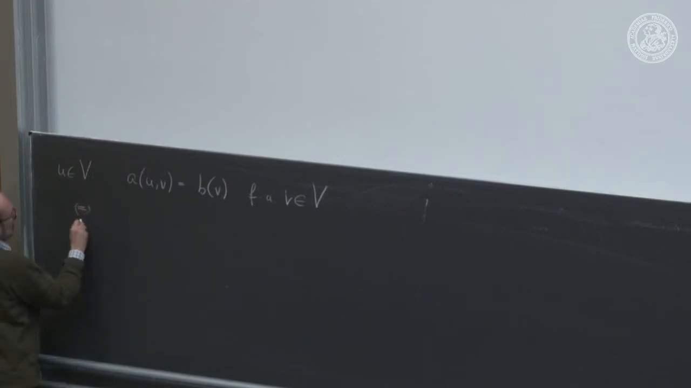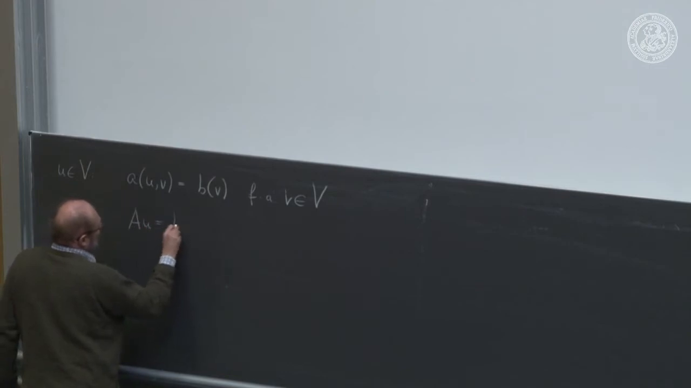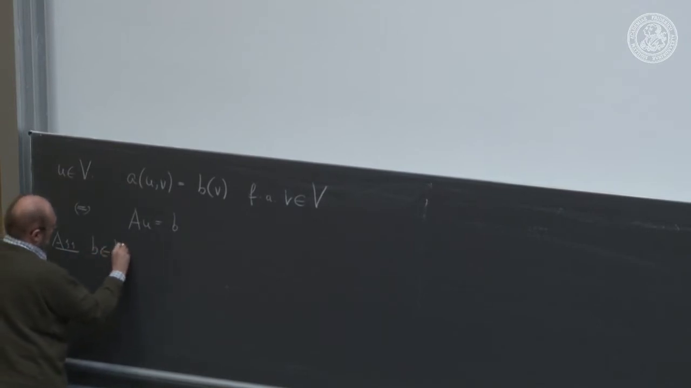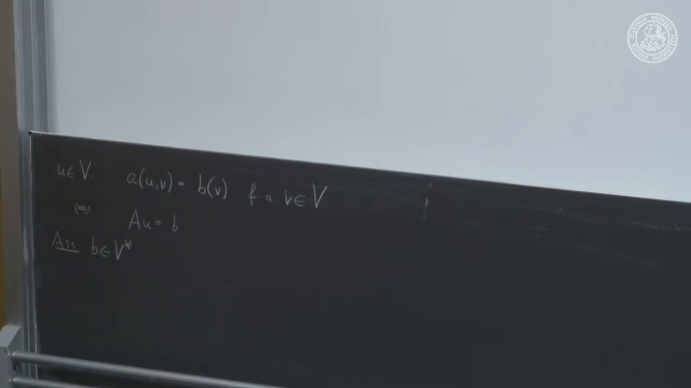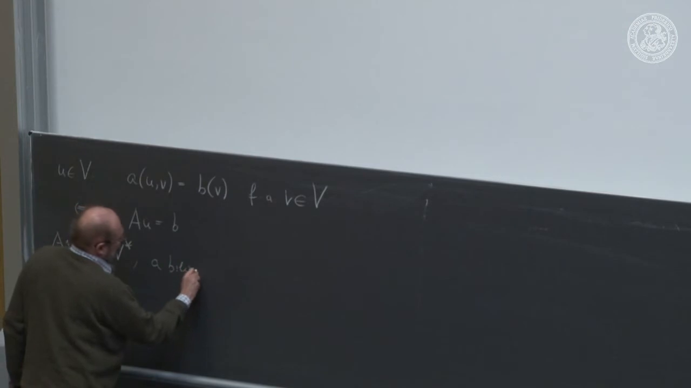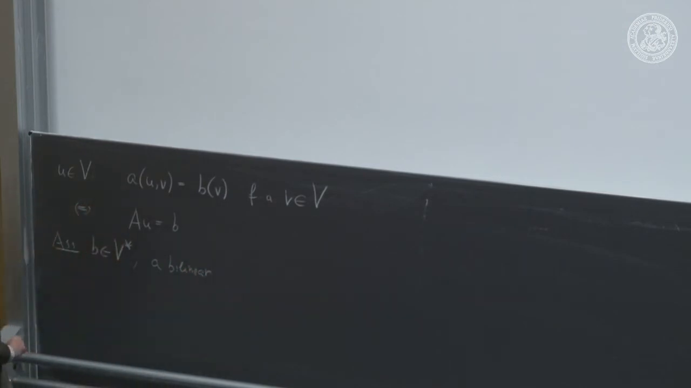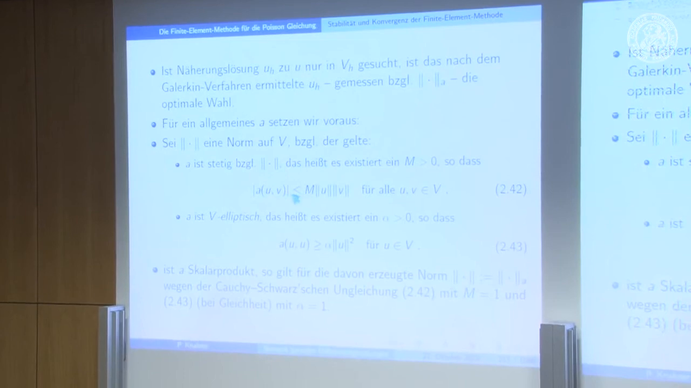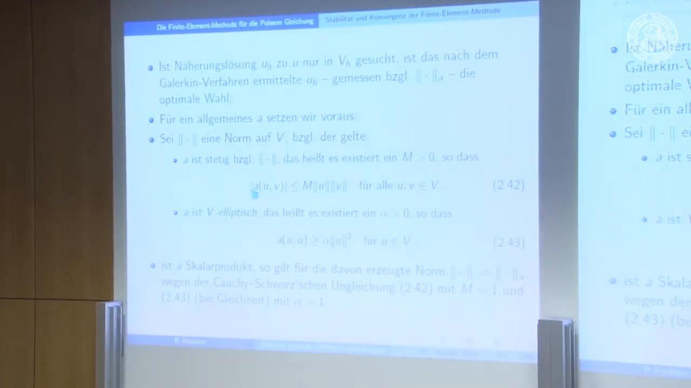That is nothing but an operator equation, AU equals B, and as assumptions, of course, we need to have that B is a linear form. I write this in this form with a star, and A is bilinear. That's all what we need. But now we have had further assumptions in dealing with some principal problems like stability and convergence and so on. The one property was this V ellipticity, and the other one was the continuity of the bilinear form.